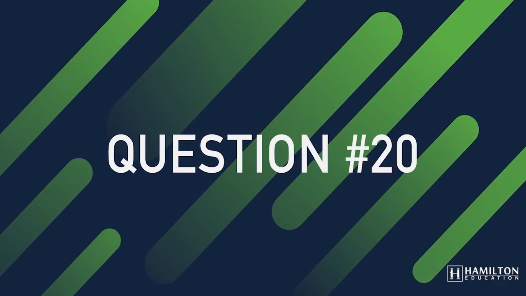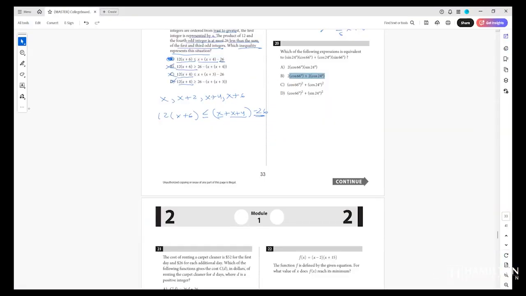Question number 20. Which of the following expressions is equivalent to blah? Well, that might seem pretty tricky, but that is just the angle addition function for sine. So this is just asking you what is the sine of 24 plus 66, which is the sine of 90 or 1. But like you have a calculator, you have Desmos, you can just plug each of these into Desmos and solve it very, very quickly.